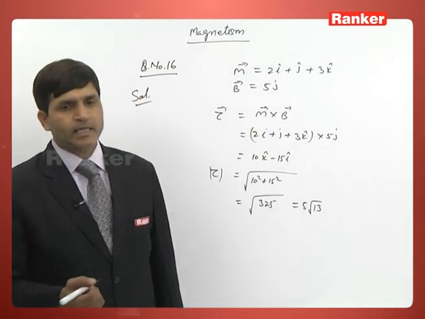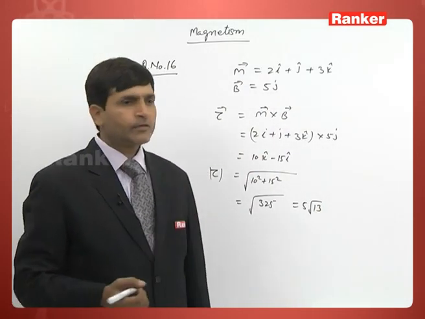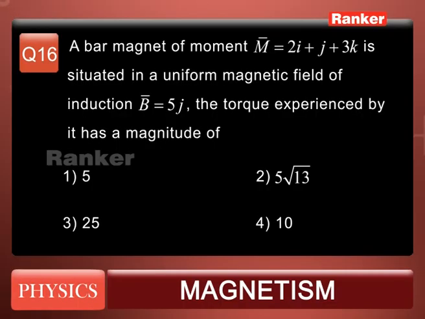So this is the correct option. The answer is 5 root 13, so the correct option is option number 2. Hence the second answer is the correct answer.